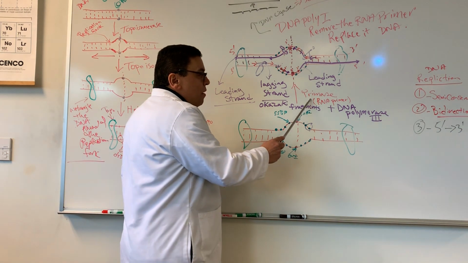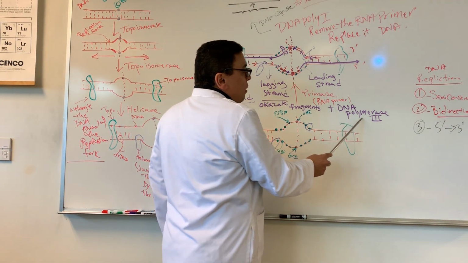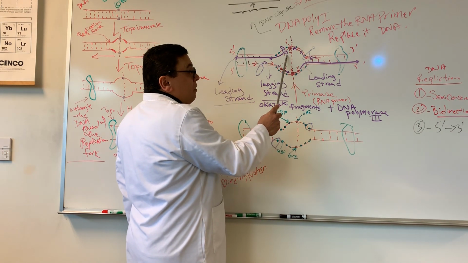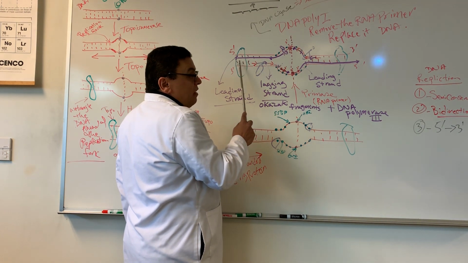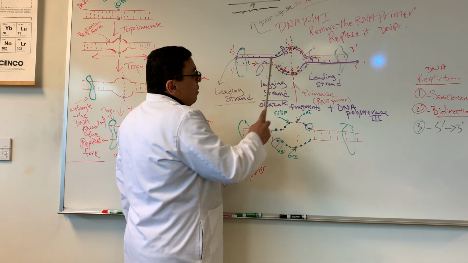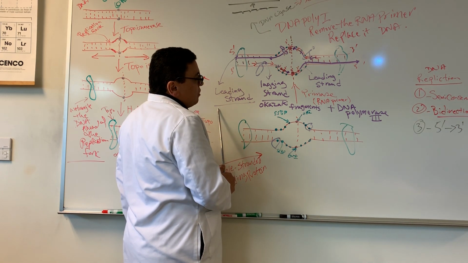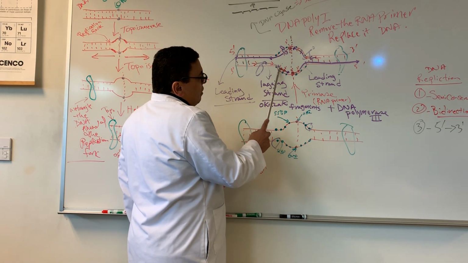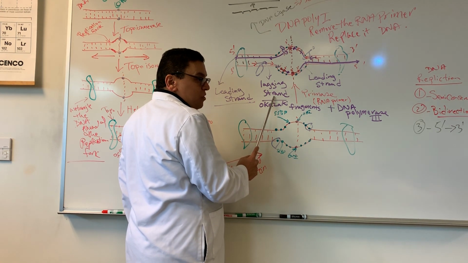The primase will come in to lay down the primers. DNA polymerase 3 will now know where to start and will have the attachment point to begin making DNA. On this strand, DNA synthesis is continuous. That's called the leading strand. On this strand, DNA synthesis is discontinuous. That's called the lagging strand.